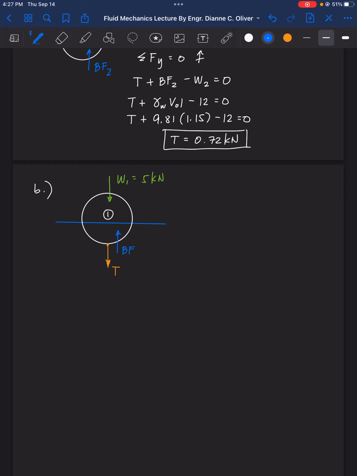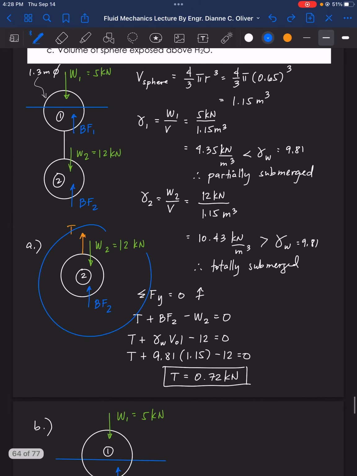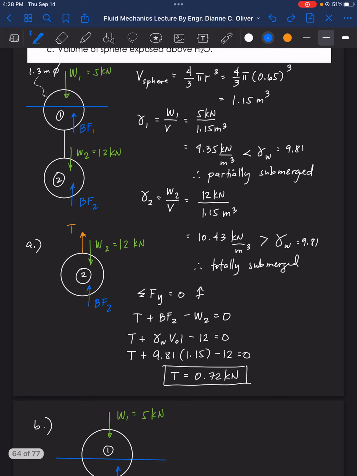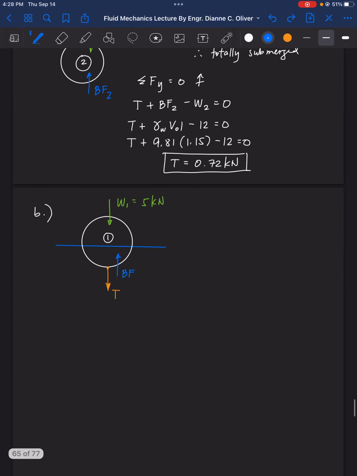Why is the tension going downward here? Because the tension tends to pull the rope. So the rope, when you pull it, goes downward. Whereas here in our cylinder or in our sphere number 2, when you pull the rope, it is moving upward. So that's why we have those directions.